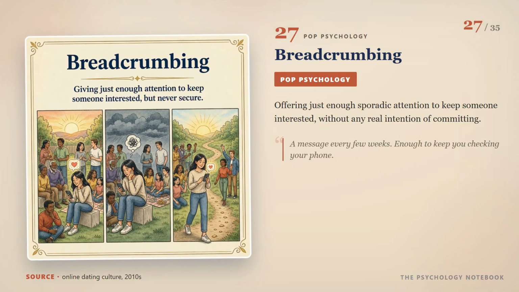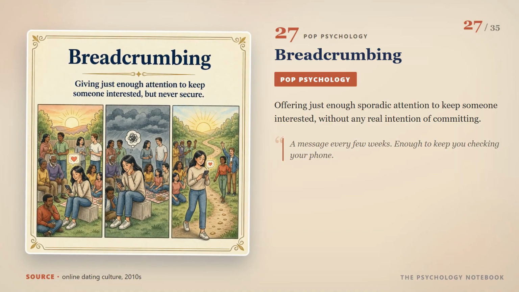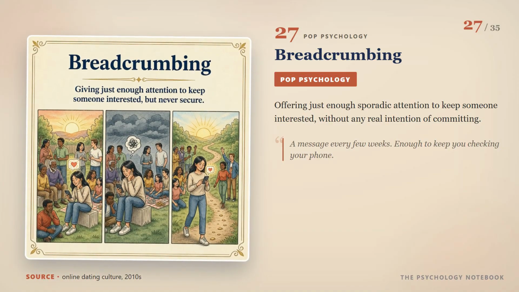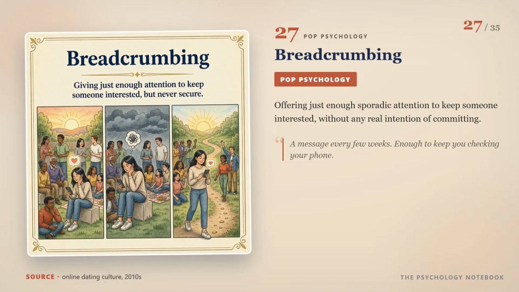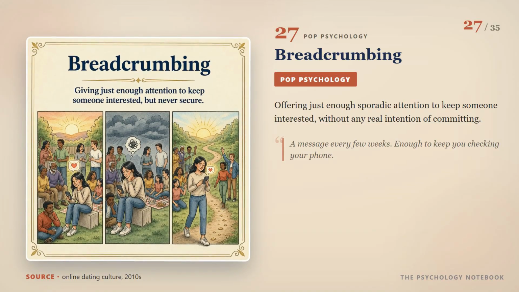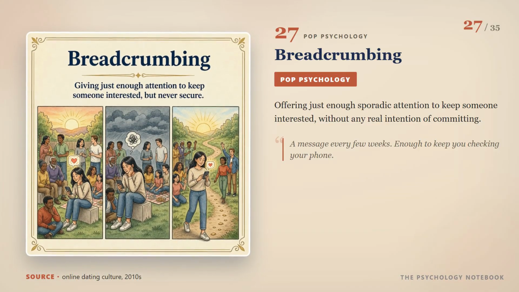Breadcrumbing means giving someone just enough attention to keep them interested, but not enough to build a stable relationship. Maybe you get one message every few weeks. Just when you're ready to move on, they check in again. It is enough attention to keep you wondering, but never enough for you to rely on.